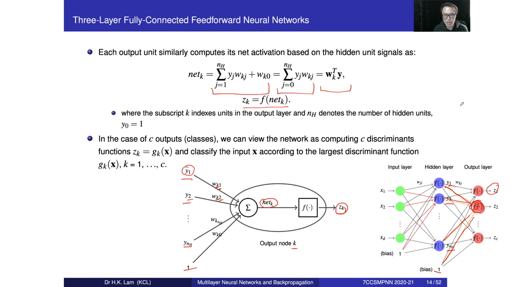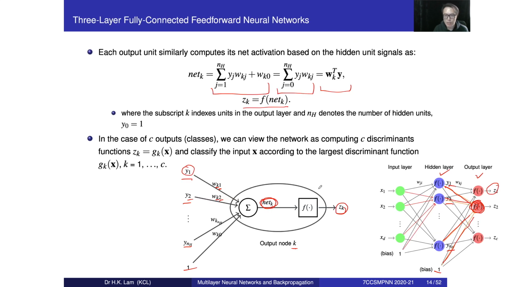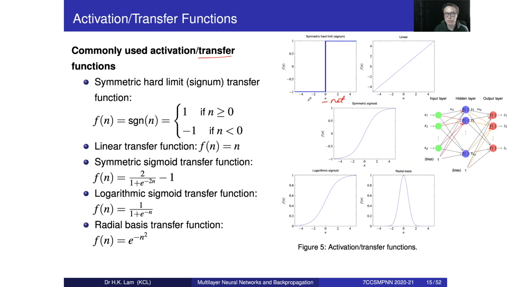So that means once you have this net value, no matter whether it is in the hidden layer or in the output layer, we can compute this value, and then we fit it into one of these functions. For example, the sign function: if it is more than 0, it will give you 1, so Zk or Yj will give you this value. If it is less than 0, then it will give you -1.